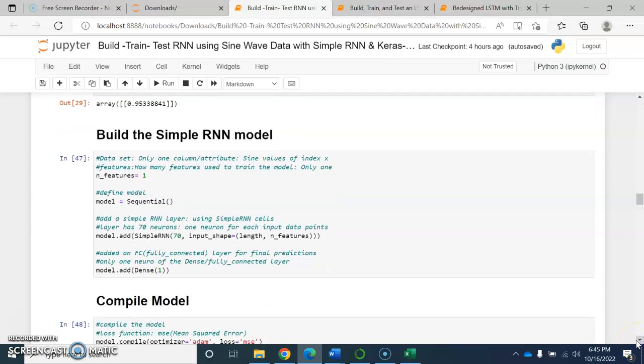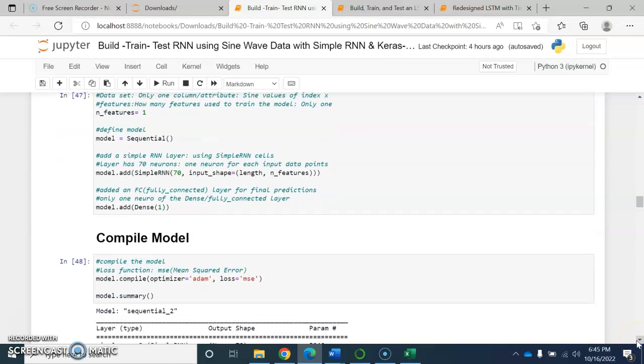And then I compiled the model using the Adam optimizer and the loss. I compiled the model just to calculate the mean square error and then also fit the model.